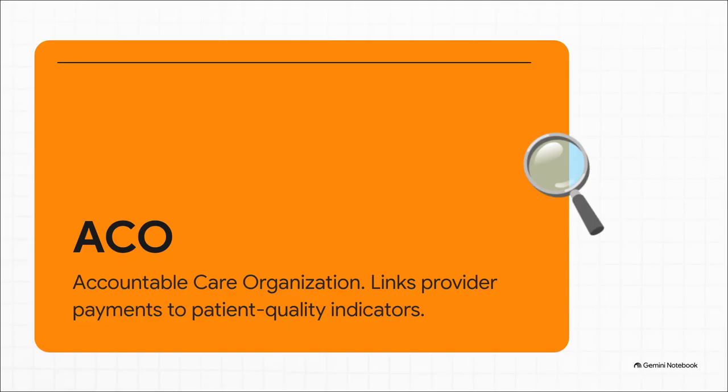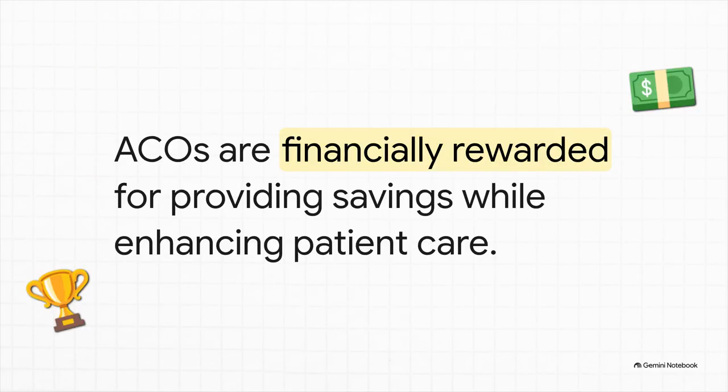This brings us to accountable care organizations, or ACOs. As an industry, we are really moving away from those traditional fee-for-service models and moving towards value-based risk adjustment models. ACOs link provider payments directly to patient quality indicators. And the funding is often determined by capturing a patient's chronic disease burden annually through HCCs, or hierarchical condition categories. Because of this shift, ACOs are financially rewarded for providing savings while simultaneously enhancing patient care.